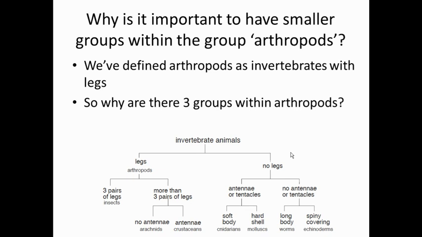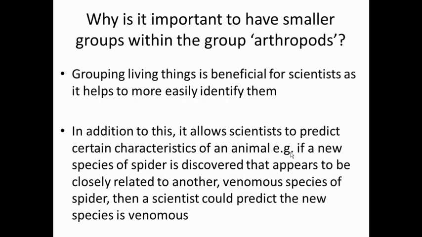Why do we have to split up insects that have 3 pairs of legs from arachnids that have more than 3 pairs? What's the point in doing this? So we group living things because it's beneficial for scientists. It can help them more easily identify things like new species, okay? So if they found a species that's never been discovered before, they look at its characteristics, it allows them to be really specific with their groups, okay?